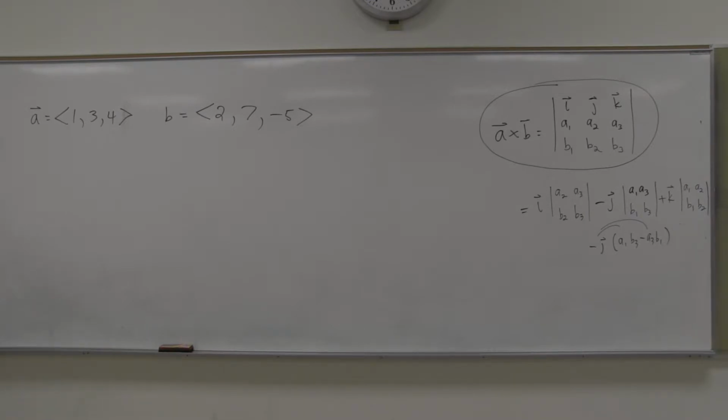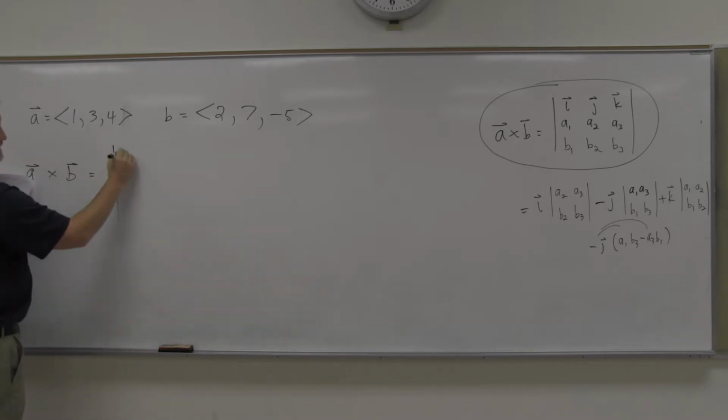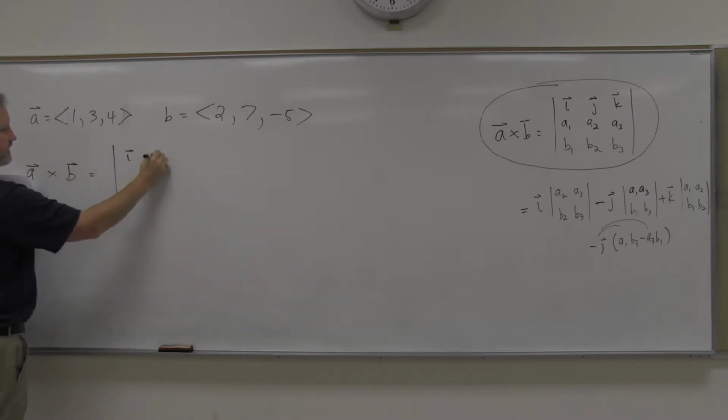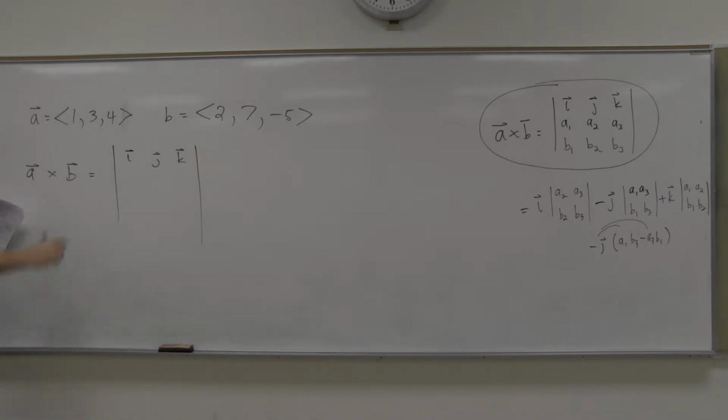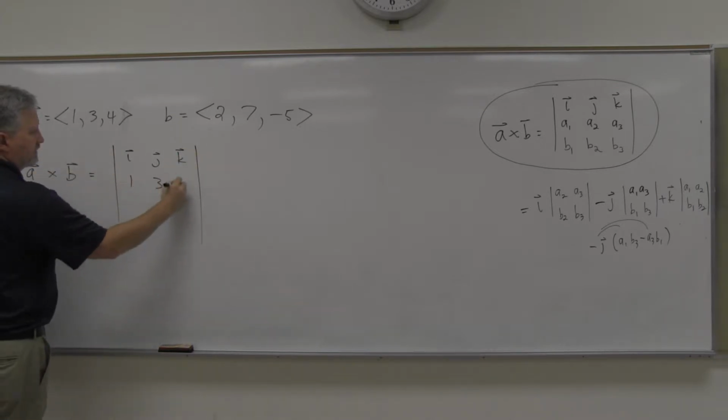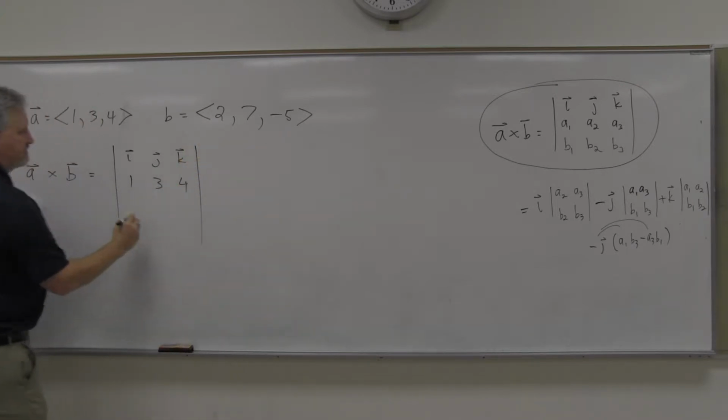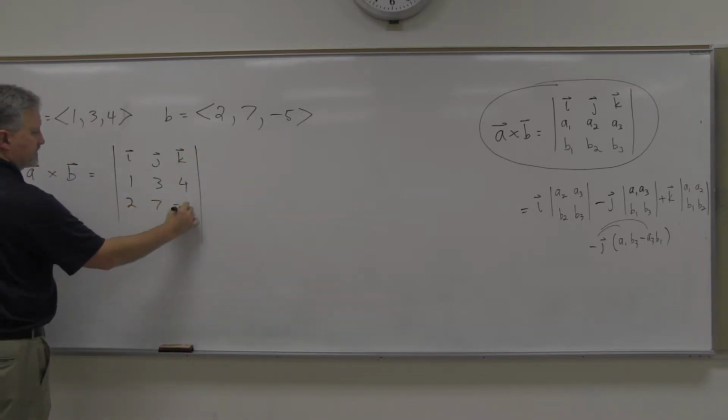Throw it at you every once in a while. Okay. All right, so A cross B, the cross product of A and B. We're going to do it that way. Let's add I, J, K, determinant, top line, and then 1, 3, 4, the A's, and then 2, 7, negative 5, last line.